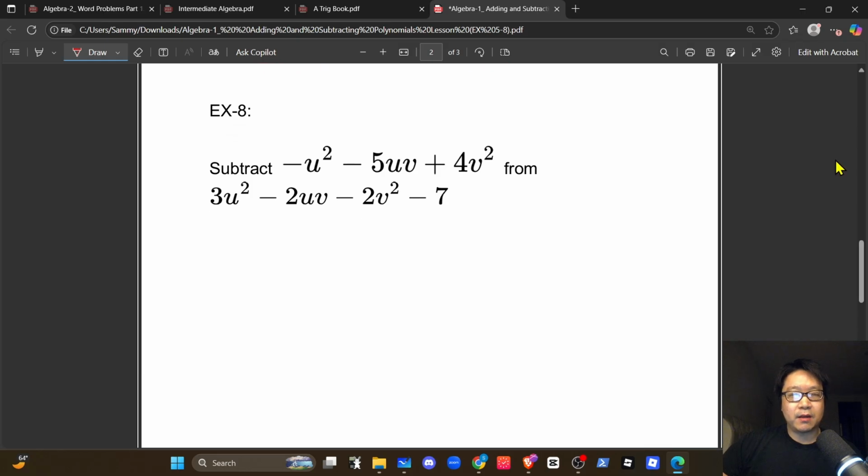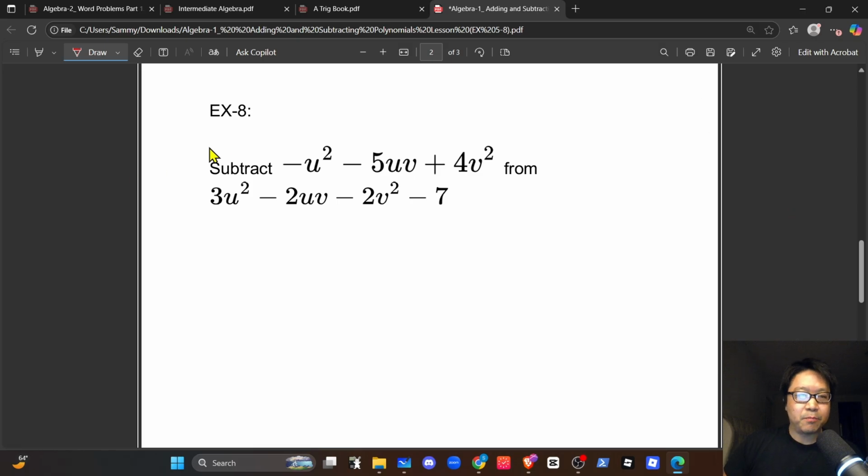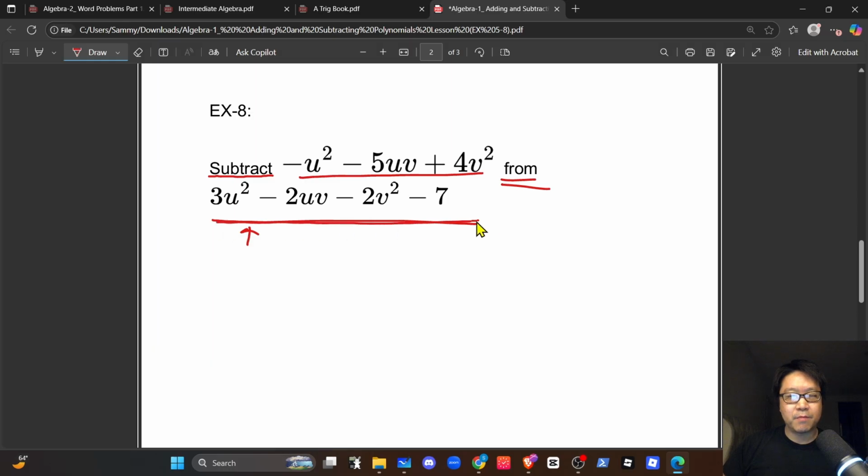Okay, example 8. Now, with subtraction of polynomials, you have to be a little bit more careful. So here we have negative u squared minus 5uv plus 4v squared, and it wants us to subtract that from this polynomial, 3u squared minus 2uv minus 2v squared minus 7. Because this says from, you're going to have to write this polynomial first. We're subtracting this from that.